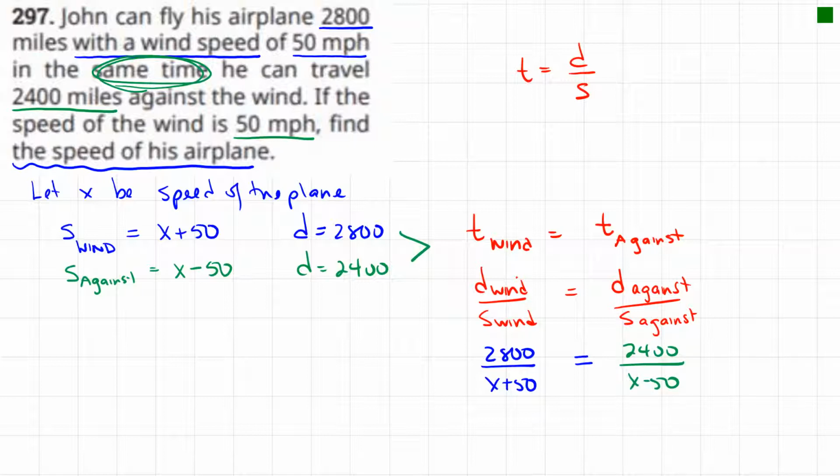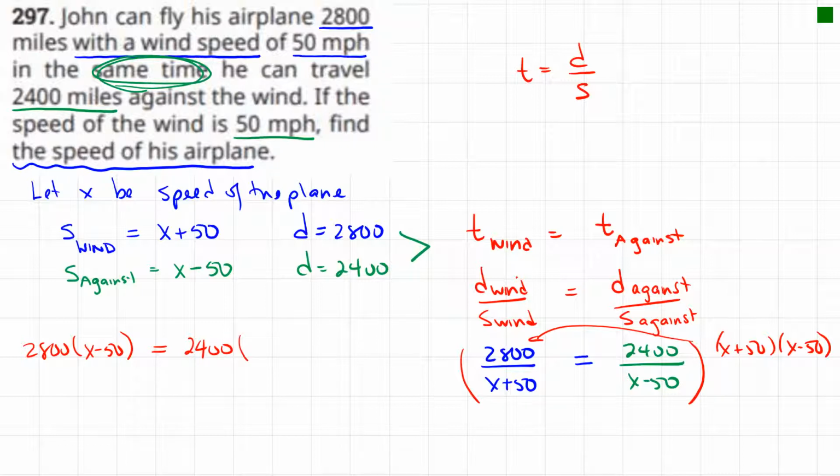And here we've got a classic example of multiplying by the lowest common denominator to get rid of the fractions. So I'm going to multiply everything by x plus 50 times x minus 50. When I do that on the left side of the equation, I get 2,800 times x minus 50 because the x plus 50 cancels, and on the other side 2,400 times x plus 50. Now the next step is to multiply through the fraction.